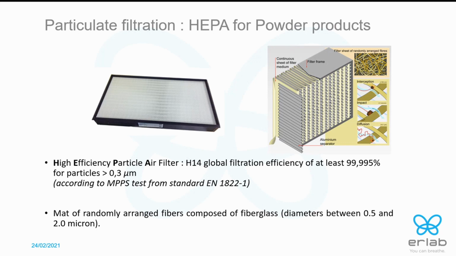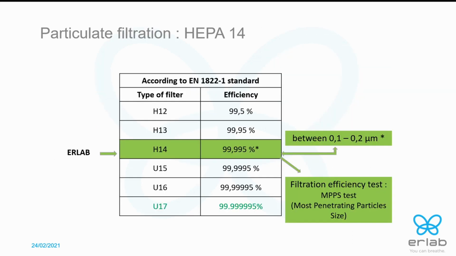The most used type of filter in our industry is the H14. So I will explain what H14 is. H14 refers to the efficiency of the filtration. We can see that the H14, which is the type of HEPA filter we use the most, basically will filter 99.995% of particles whose size is between 0.1 and 0.2 micrometers.